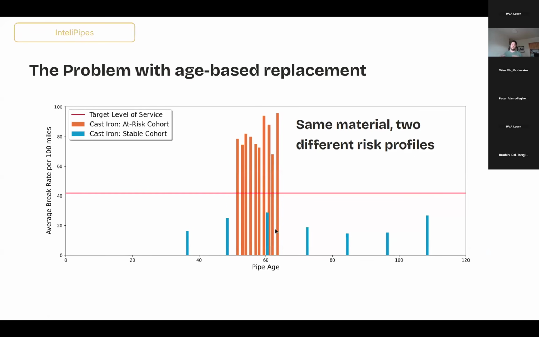So you have many lines because it's a cohort, right? You have a bunch of pipes, and it's the same material, cast iron. What you can see in the blue here is pipes at 30 years with very low break rate, 60 years, very low break rates, even 120 years, that cohort has a very low break rate. And you have another cohort, still cast iron, and at 50 years, the break rate is through the roof. 100 breaks per 100 miles is very big. So you cannot only use age, you need to use other factors to identify, and there are many of them. This is the same material, very different profiles.